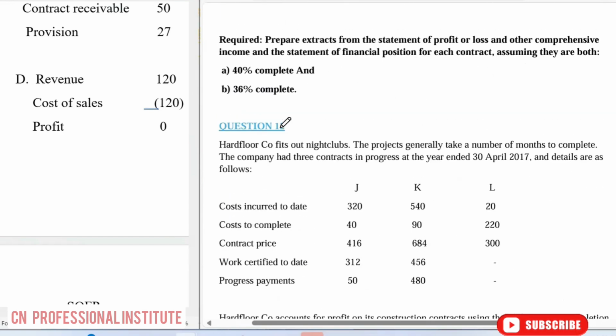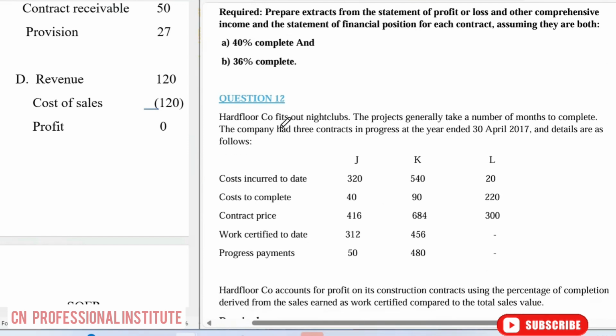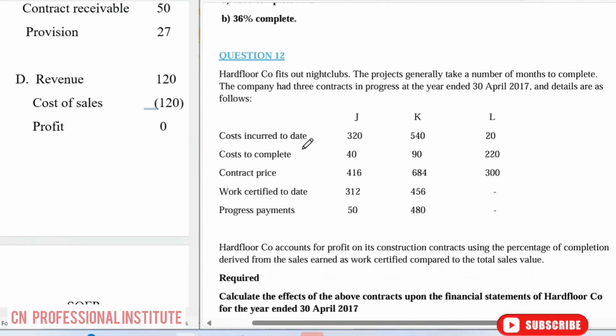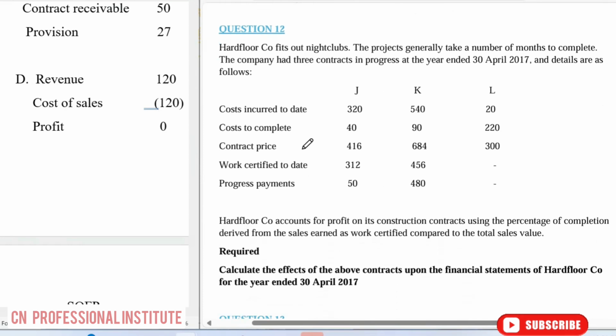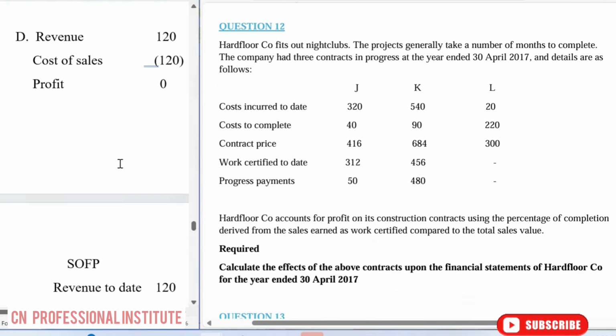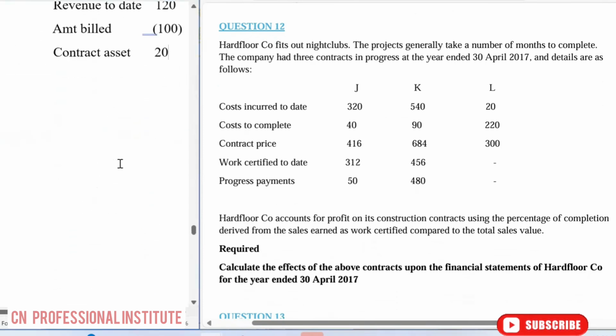Okay, let's try one more and then we'll close. So with question 12, let's look at question 12. We are not going to look at everything. Okay, the rest are very simple. I'll just touch on the L, okay, which is the same thing we've done here.